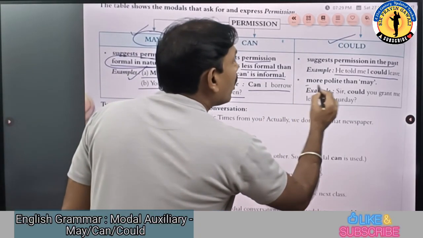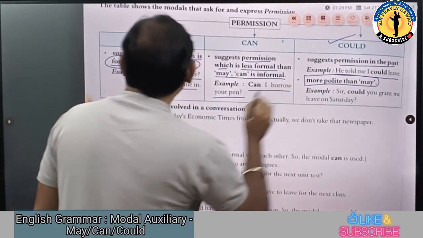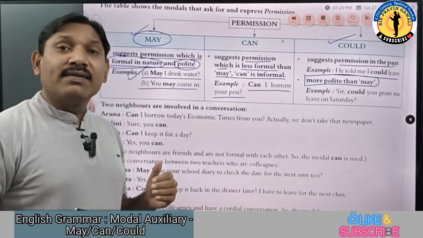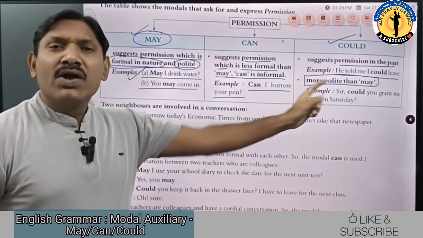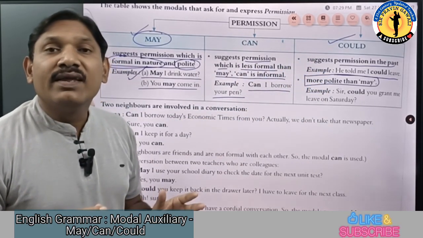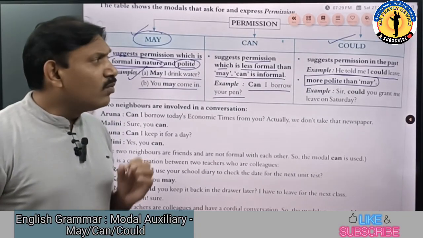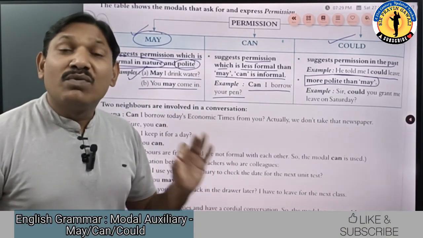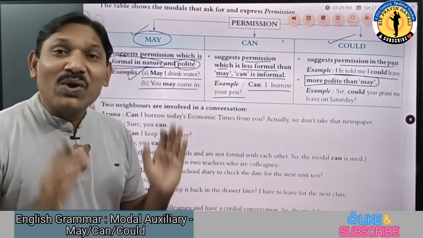And it is more polite than may. It is more polite than may. Okay, students? If you want to be more polite, then you can use could. Could you please give me the notebook? So it is more polite as well as formal also. Could you please, don't mind? Okay, students, have you understood? Very good.